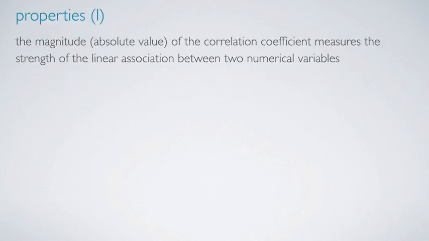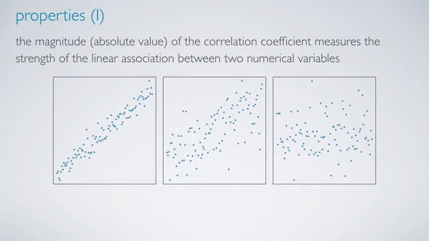First, the magnitude, or in other words, the absolute value of the correlation coefficient, measures the strength of the linear association between two numerical variables. Here we can see three scatter plots, and the strength of the association is going from pretty strong to very weak. For the first plot, the correlation coefficient is 0.97. For the second one, it's 0.69, and for the third one, it's 0.07. We can see that the higher the magnitude, the stronger the association between the two variables.